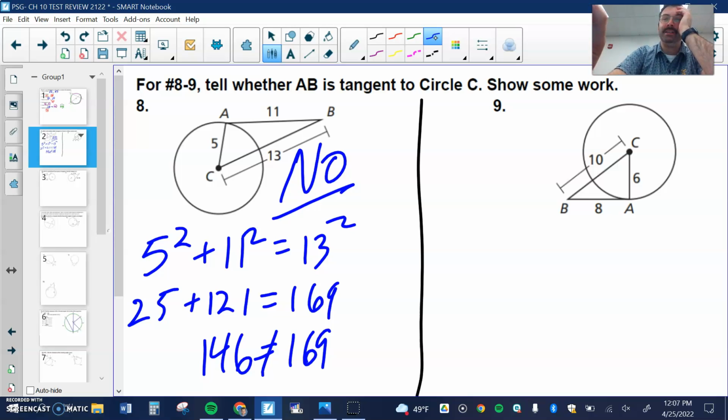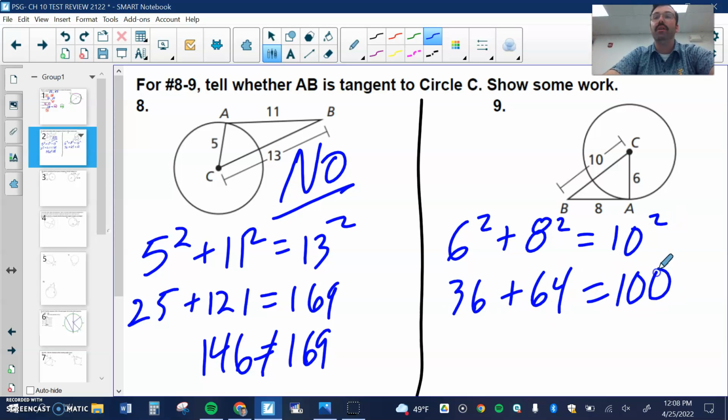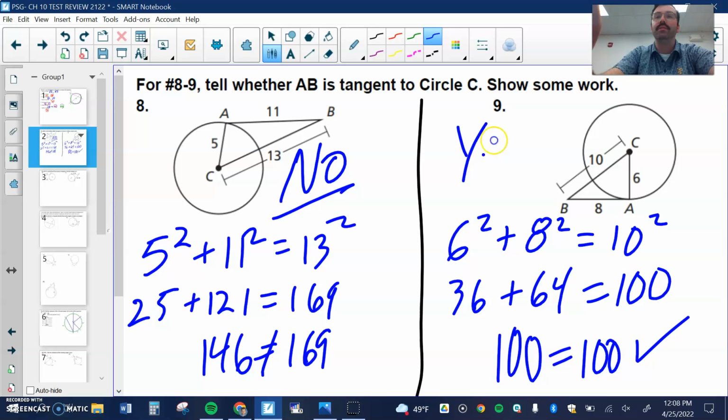Let's try the next one. How do I know C? That's what I meant to say. I know C is always your longest side. So in this case, C would be 10. So 6 squared plus 8 squared, does that equal 10 squared? 6 squared is 36 plus 64 equal 100? Yes, it does. 100 equals 100. It checks out, so this would be a yes.